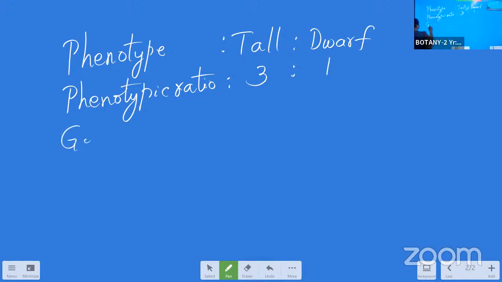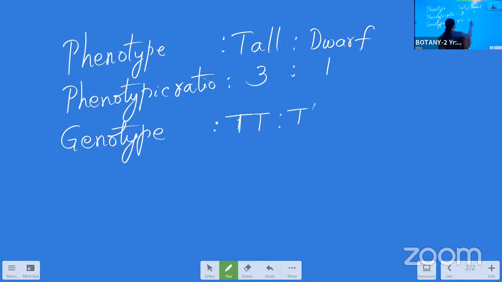Now comes the genotypic ratio. Genotype. What is the genotype of these organisms with this specific phenotypic character? How many plants are there? What could be the genotype of that phenotype? Tall, capital T, capital T we can write. And capital T, small t we can write. Can we write any other genotype for the tallness? No. Because this is only the possibilities and the probability what we can say.